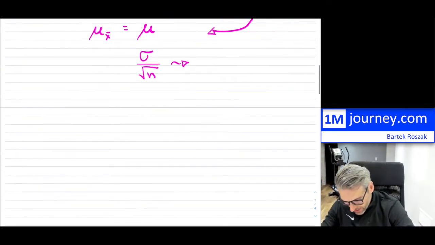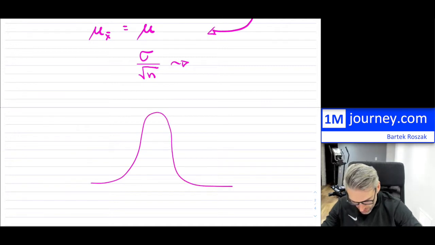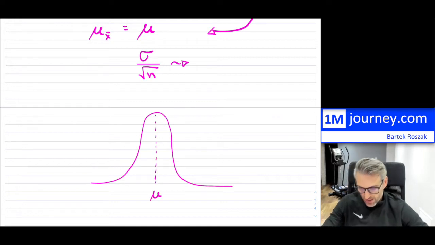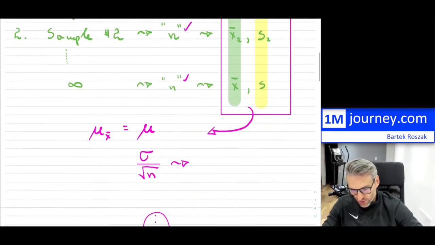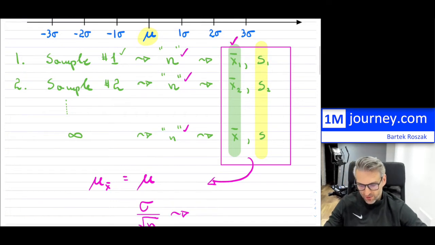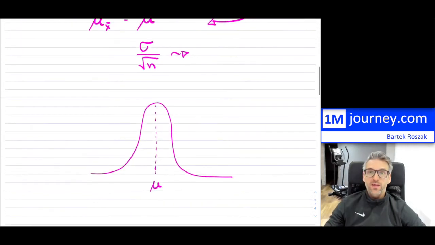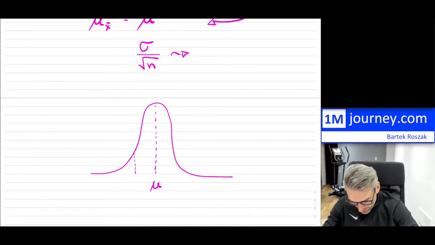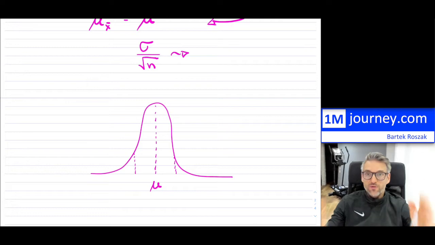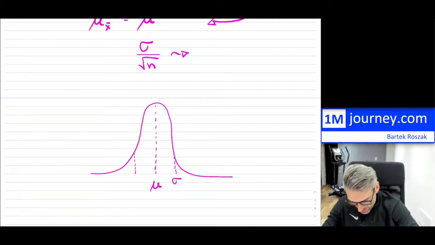So what we have is that this is going to start looking something like this. It's going to go in this way, where your mean across all of your means of the samples is going to be mu, so that's 1. And then your standard deviation, within the first 68% of data, is going to be sigma over square root of n. So sigma over square root of n.